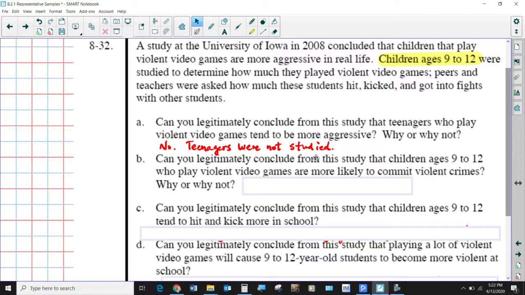Can you legitimately conclude from this study that children ages 9 to 12 who play violent video games are more likely to commit violent crimes?